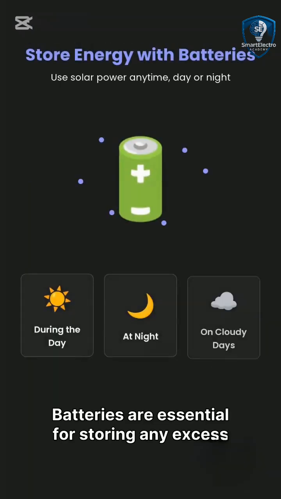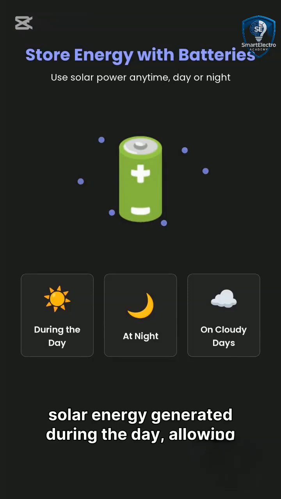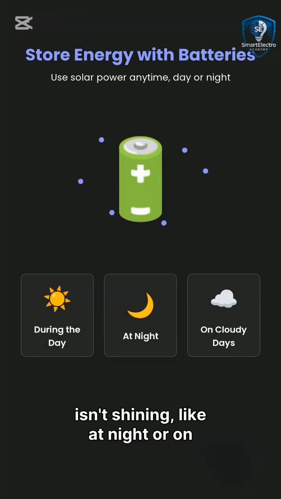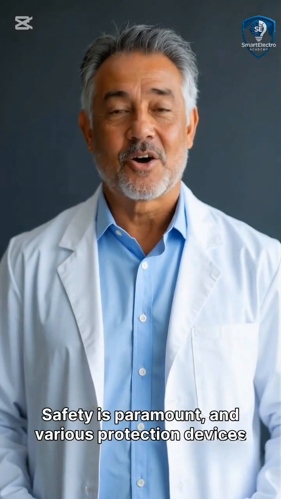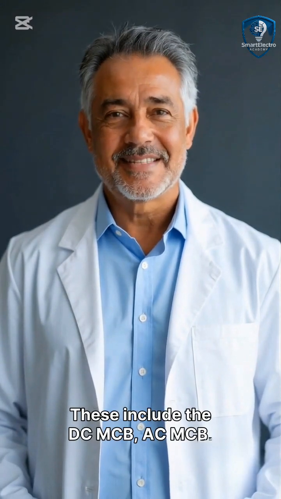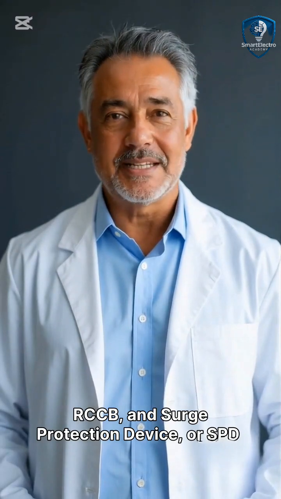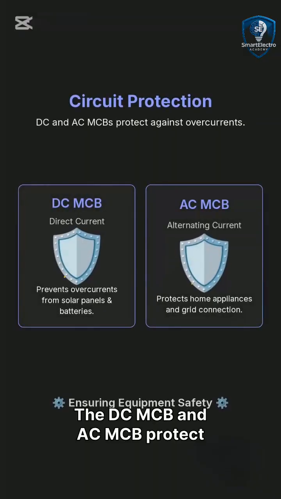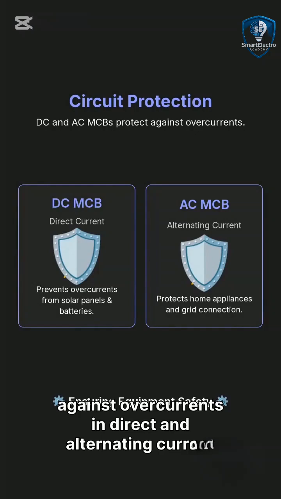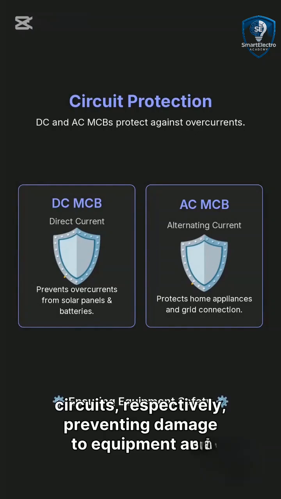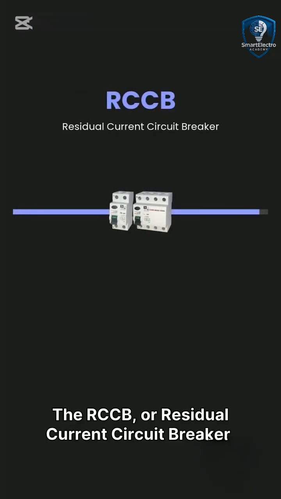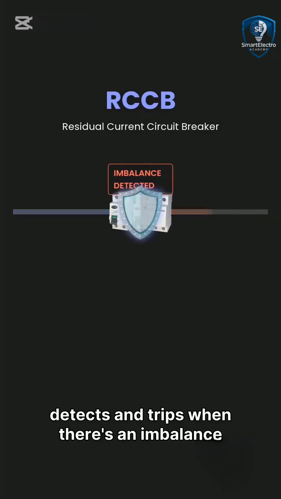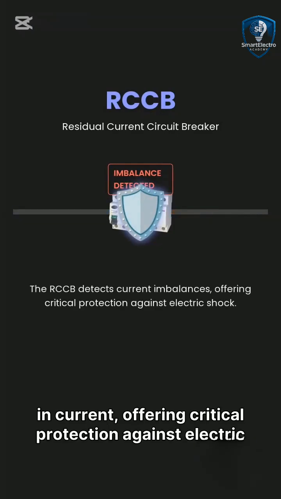Batteries are essential for storing any excess solar energy generated during the day, allowing you to use it when the sun isn't shining, like at night or on cloudy days. Safety is paramount, and various protection devices are integrated into the system. These include the DC MCB, AC MCB, RCCB, and Surge Protection Device, or SPD. The DC MCB and AC MCB protect against overcurrents in direct and alternating current circuits, respectively, preventing damage to equipment and ensuring electrical safety. The RCCB, or Residual Current Circuit Breaker, detects and trips when there's an imbalance in current, offering critical protection against electric shock.